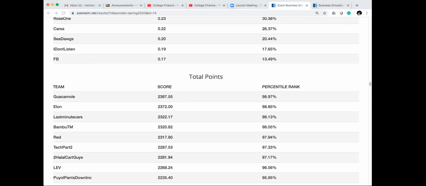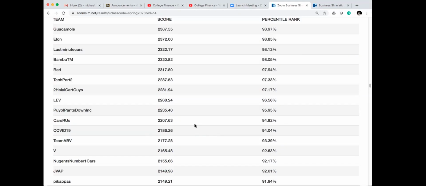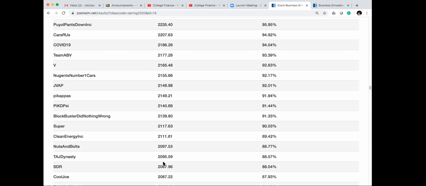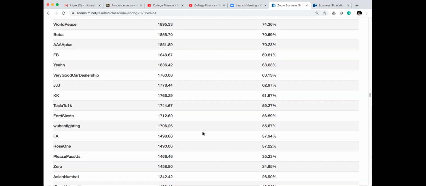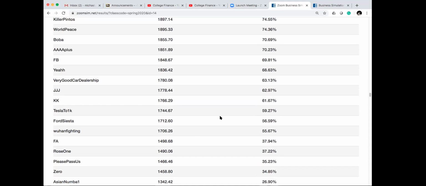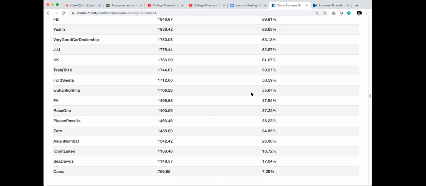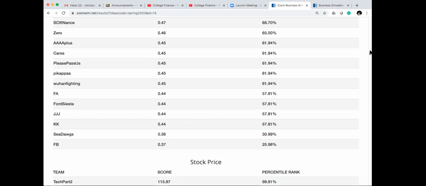So we're on 4 rounds, and a lot of teams are over 2,000. Most teams here are over 2,000 points after 4 rounds. So for the next 2 rounds, you just have to make those, I think, 400 or 500 points to get the full score. If you're at least at 1,700 points, you still have a good shot of getting the full score for this game. And for the 5 or 6 teams below 1,700 points, you still have a good chance to get a significant amount of points for the simulation.